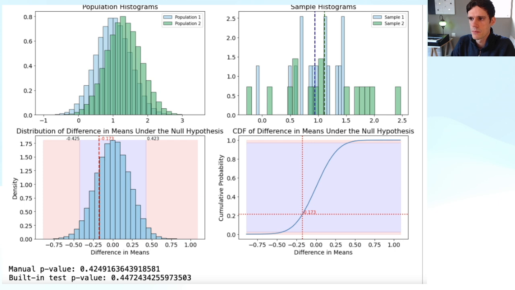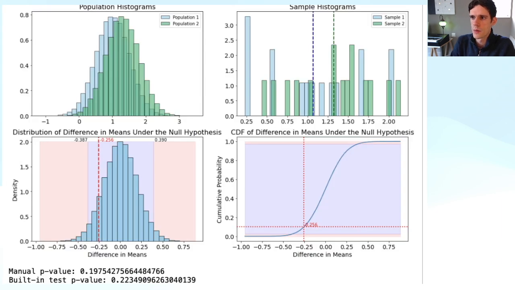Now, each time I rerun this cell, we will get a new sample. And a new sample means will result in a distinct difference in means. Therefore, each time I rerun this cell, this red line will shift around on our histogram. And also keep an eye on the corresponding p-value. So if I run this cell over and over, then we see that we indeed get different samples, different sample means, and thus a different difference in sample means.